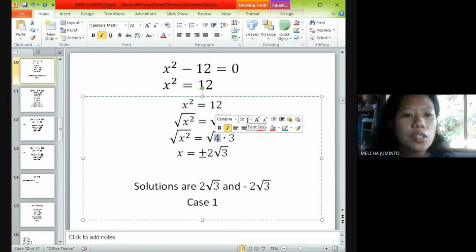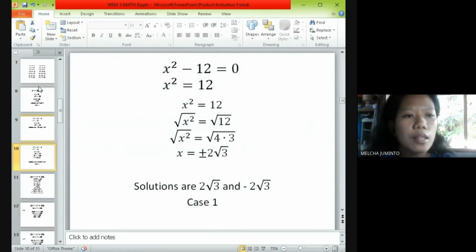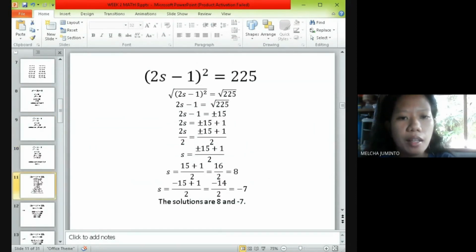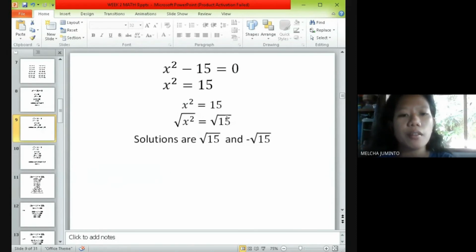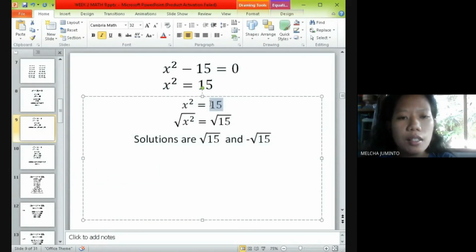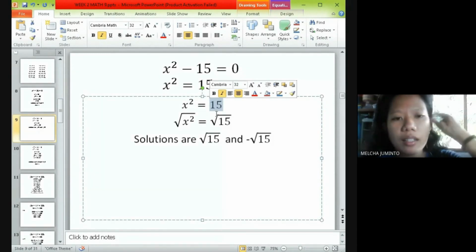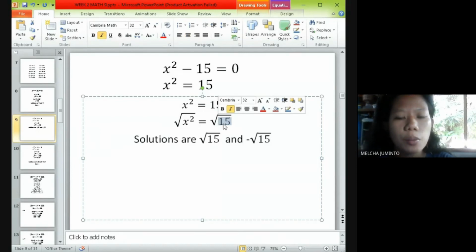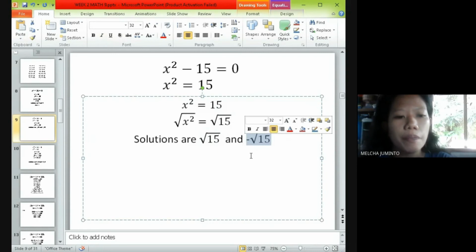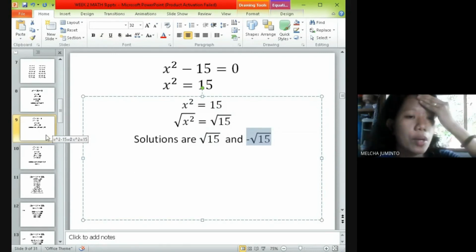Pero kapag totally hindi siya perfect square, and wala din siyang factors na perfect square, say for example, yung 15 kanina na example natin. 15 is the value of k. K is greater than 0 kasi positive 15, pero hindi siya perfect square. 15 is equal to 5 times 3, sa 5 tapos sa 3, wala din siyang perfect square. Therefore, you leave your answer as square root of 15 tapos negative square root of 15. You cannot extract the square root of 15 anymore.